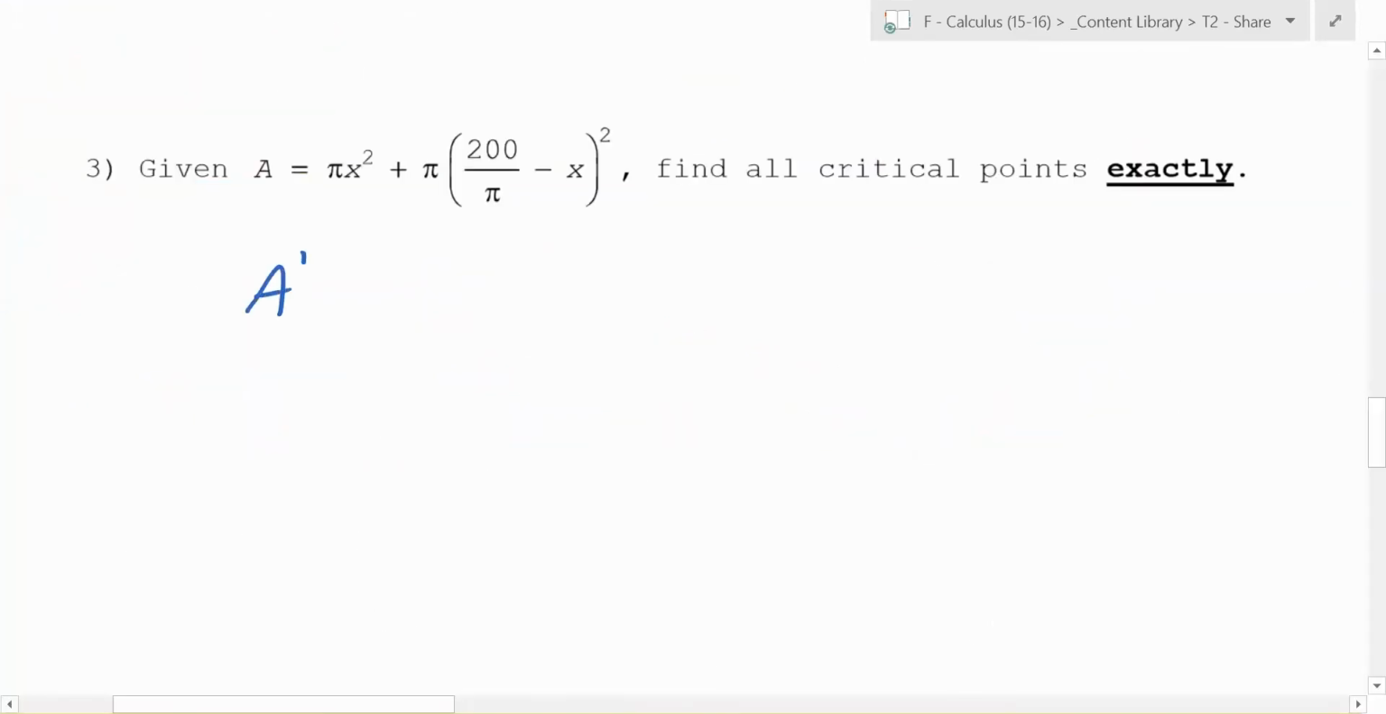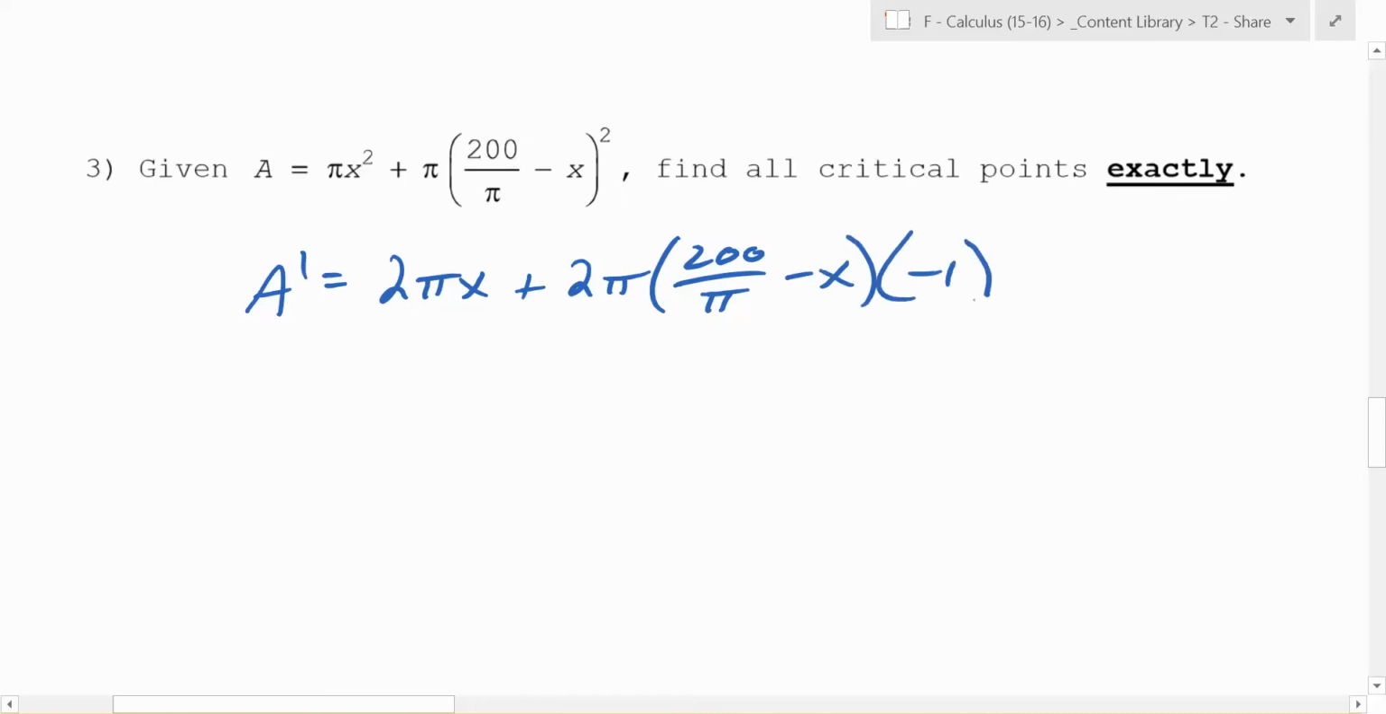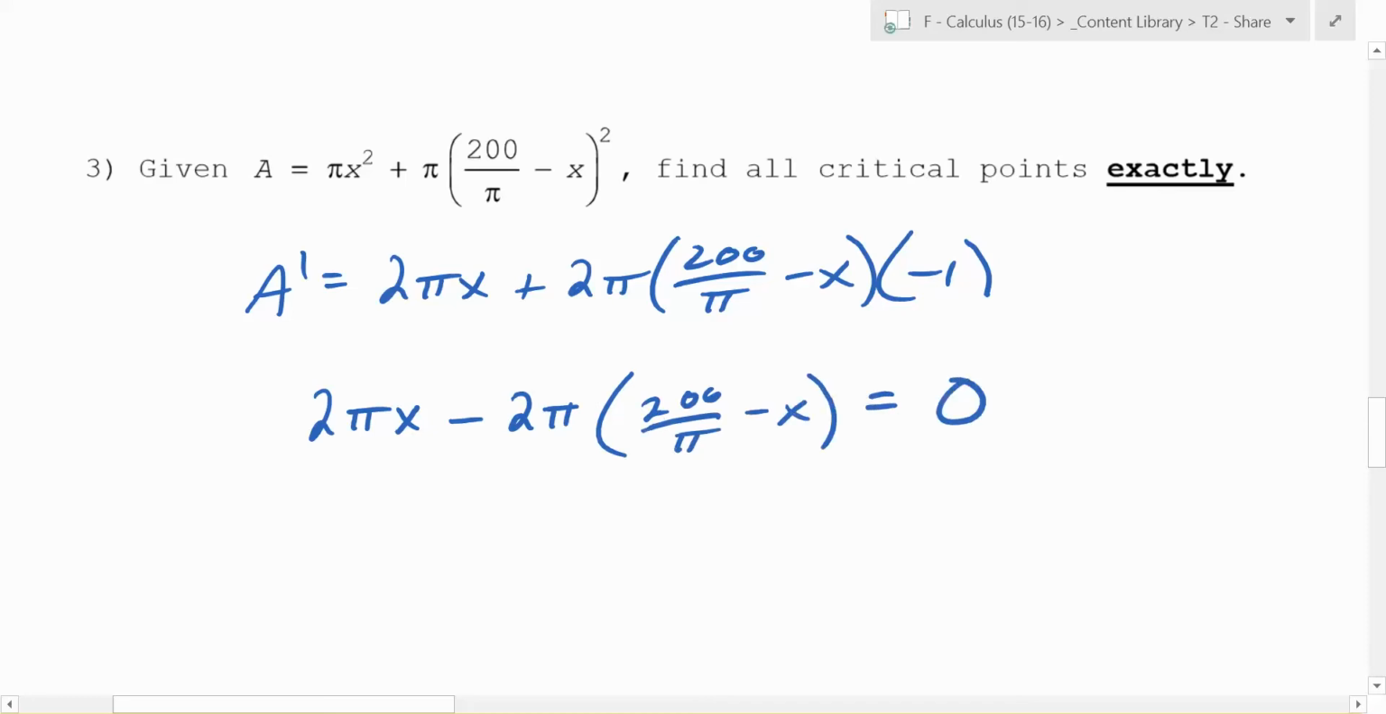So you said f prime is equal to 2 pi x plus 2 pi times 200 over pi minus x times negative 1. If you want to find the critical points, that's when the derivative is 0 or undefined. So it's half of what we did before. This is nice. We need to set this equal to 0. 2 pi x minus 2 pi times 200 over pi minus x is equal to what? 0. Exactly.